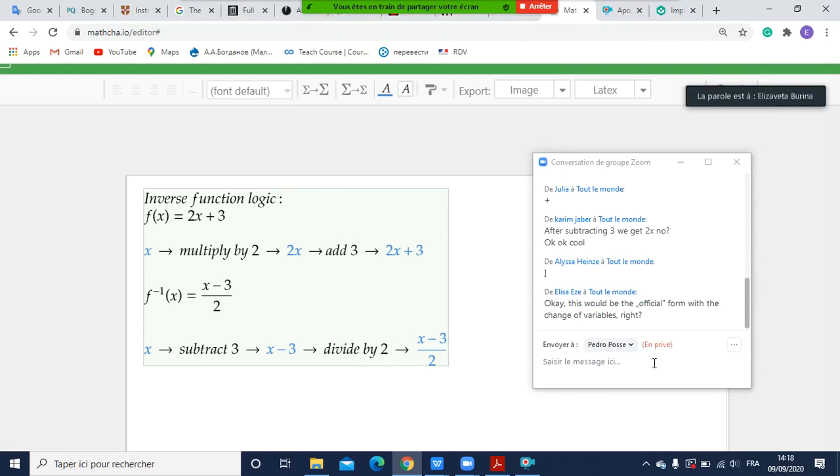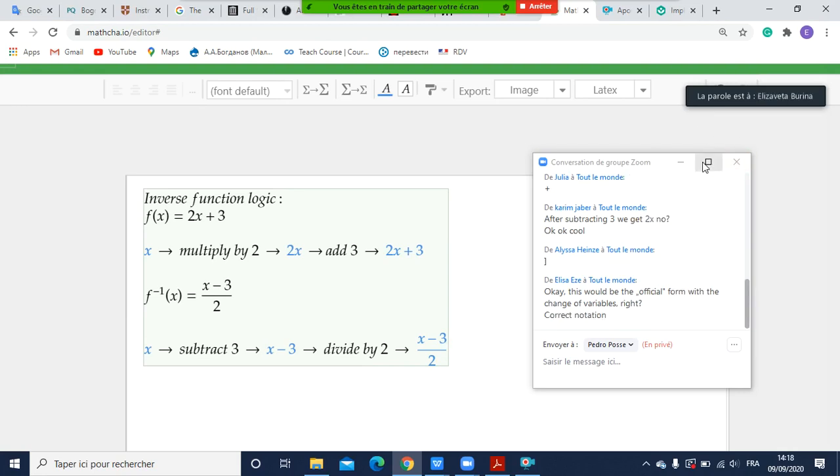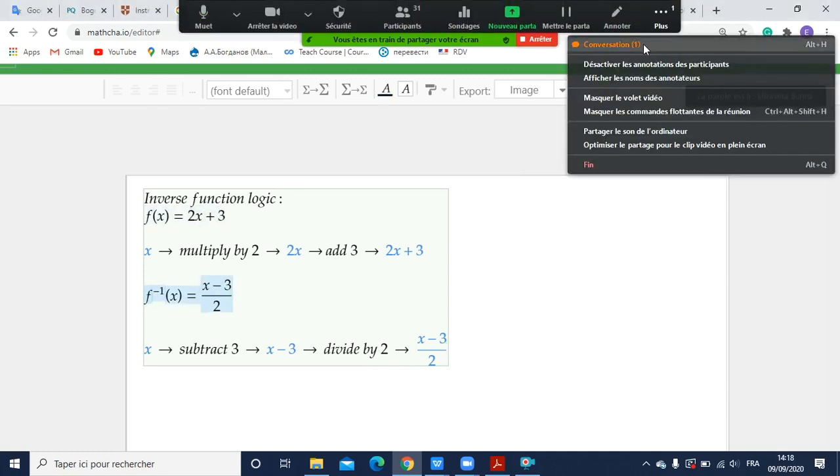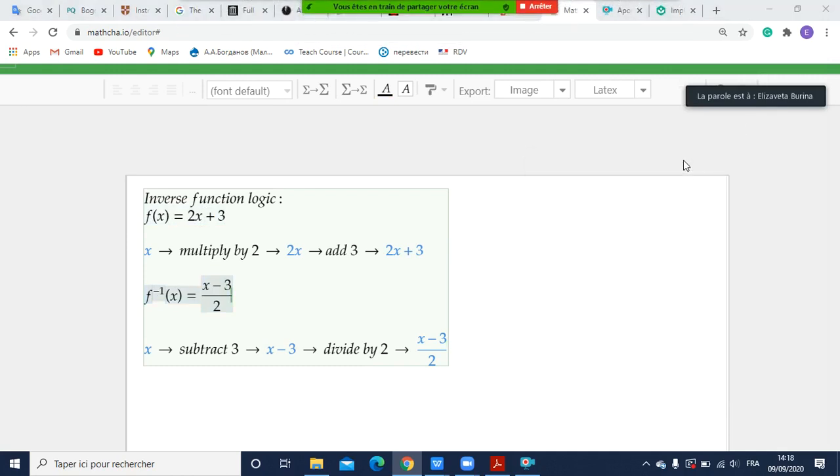This will be the official form with the change of variables. This will be mathematically exact, yes, because the notation, exactly, correct notation. That's how we do it. We don't change x to y. We change it for our convenience when we calculate it, express x in terms of y, that's easy. But here, this is how we're supposed to give the answer.